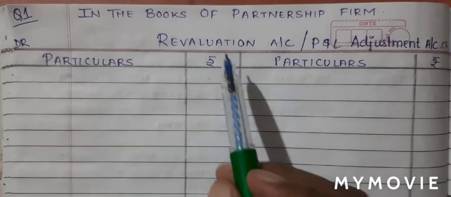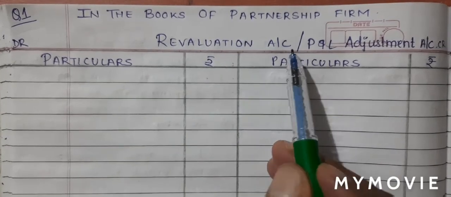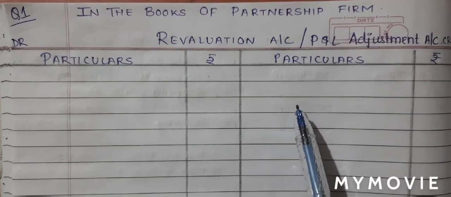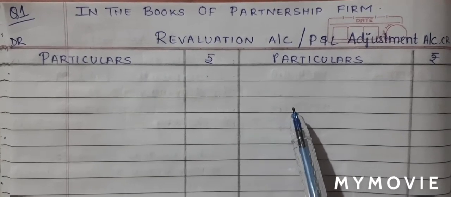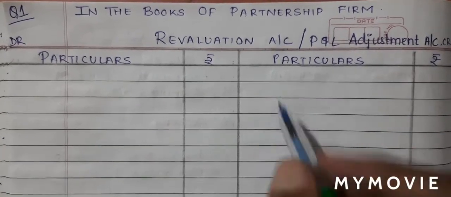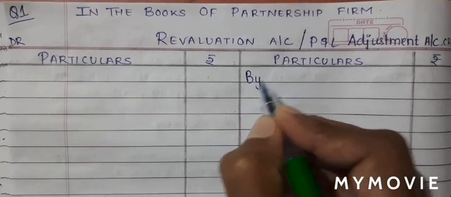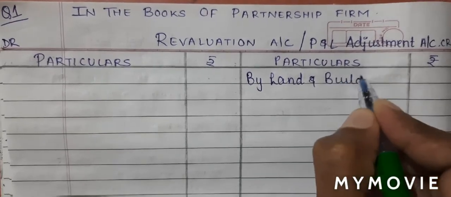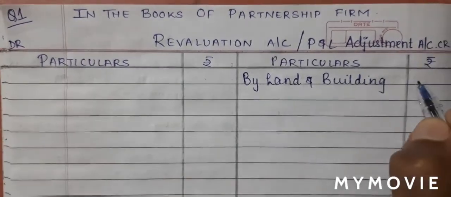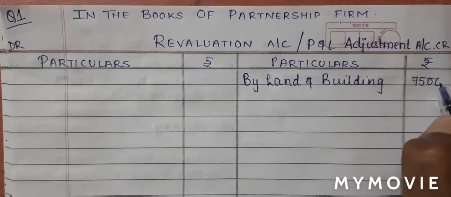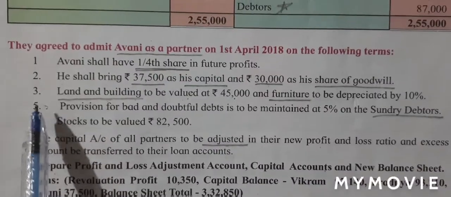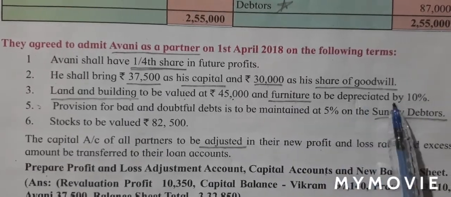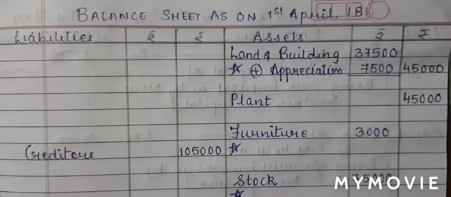Second effect will be on revaluation account. It will be on the credit side because it is an income. The value of my asset has increased, which means it is an income for my business. So on the credit side, I'll write by land and building 7,500.